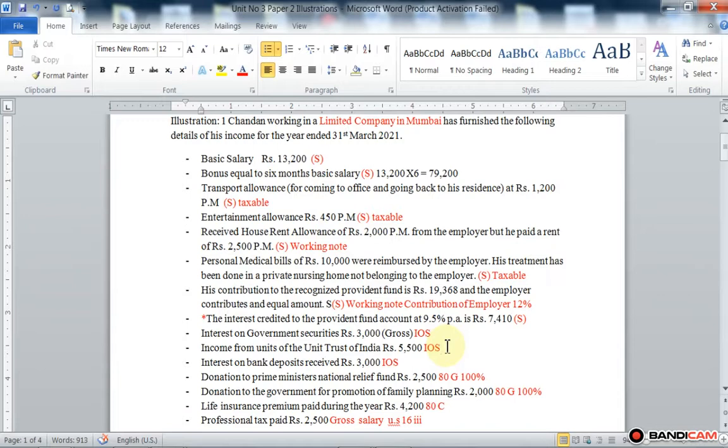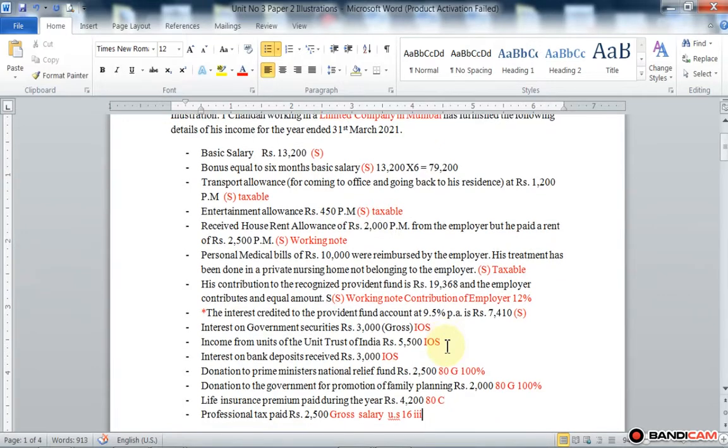Donation to Prime Minister National Relief Fund, it is allowed for deduction under section 80G, that is 100% deduction is allowed. Donation to the government for promotion of family planning, rupees 2000, it is also 100% allowed for deduction under section 80G. Okay, life insurance premium, it is also a contribution of employee. So contribution of employee is allowed for deduction under section 80C. Professional tax paid, so it is also deducted from gross salary of the employee.